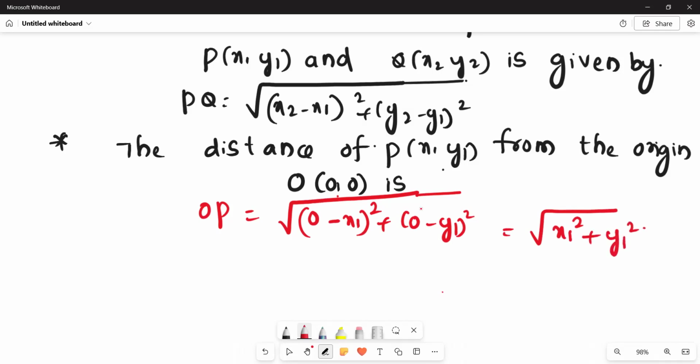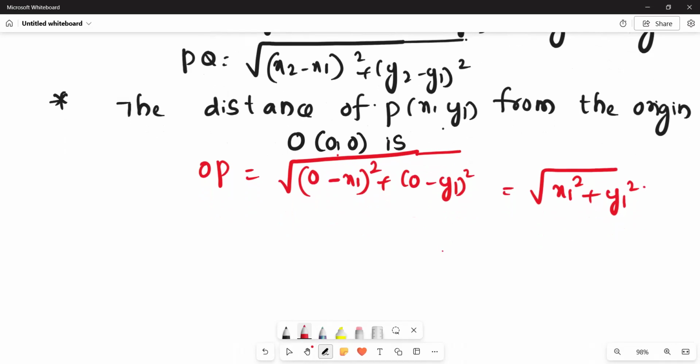x1 square plus y1 square. Okay, so this is the particular thing. And the next thing will be the distance between 2 points.